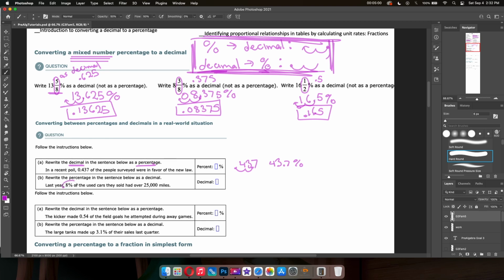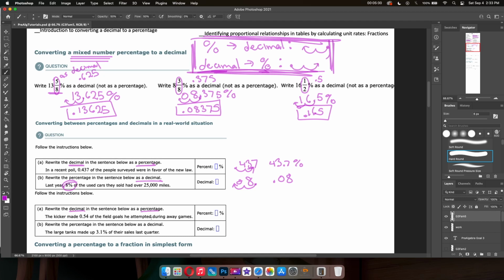Next, we're told that 8% of cars is used and we want to convert it to a decimal. So that's 8%, and we move it over 2 spaces to the left to get 0.08. So again, to a percent is the right, to a decimal is the left. And now we're going to do it again. Decimal to a percent. So we're going to a percent, we're moving to the right.